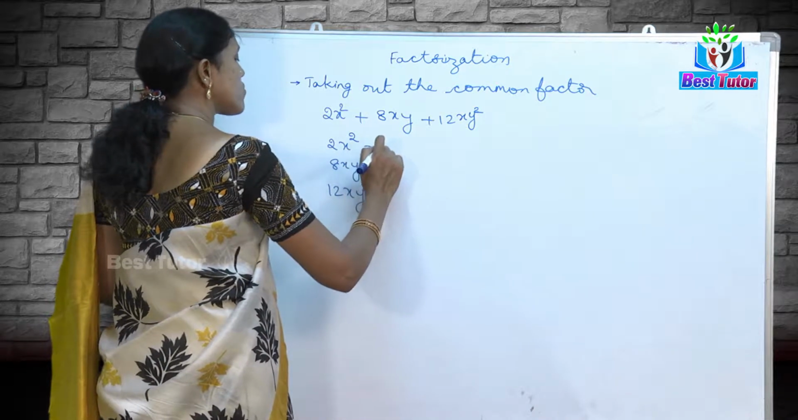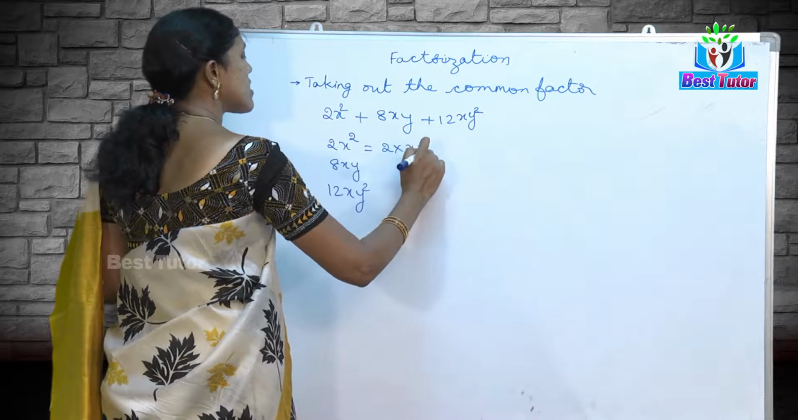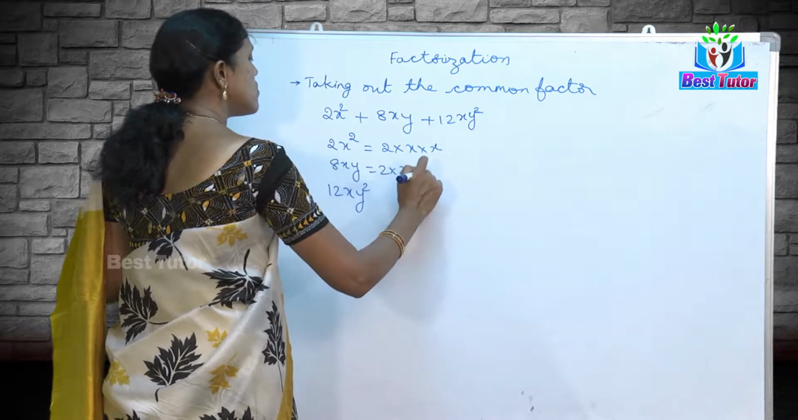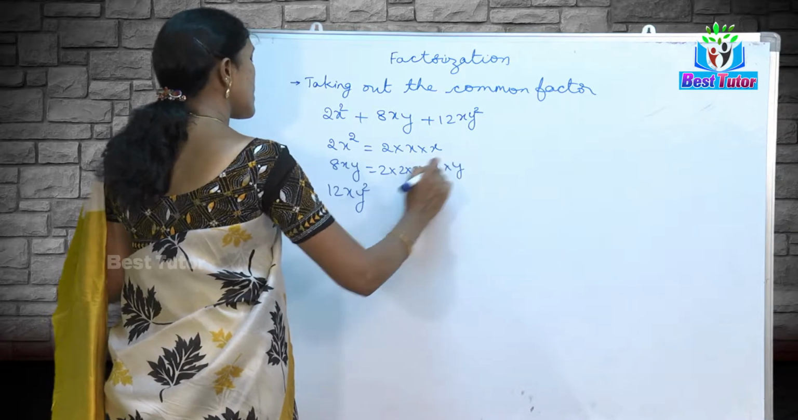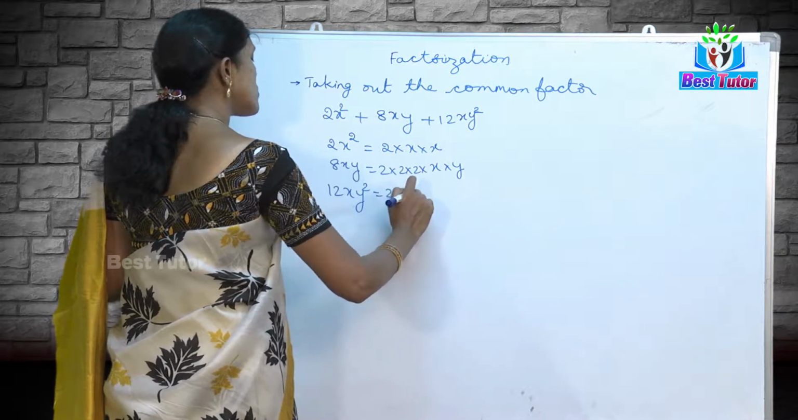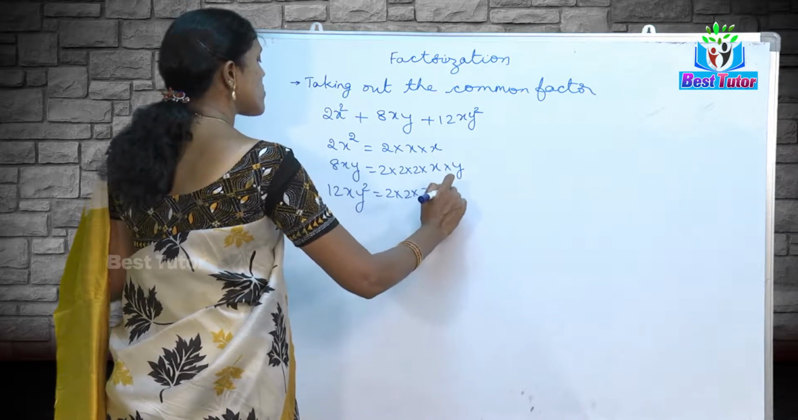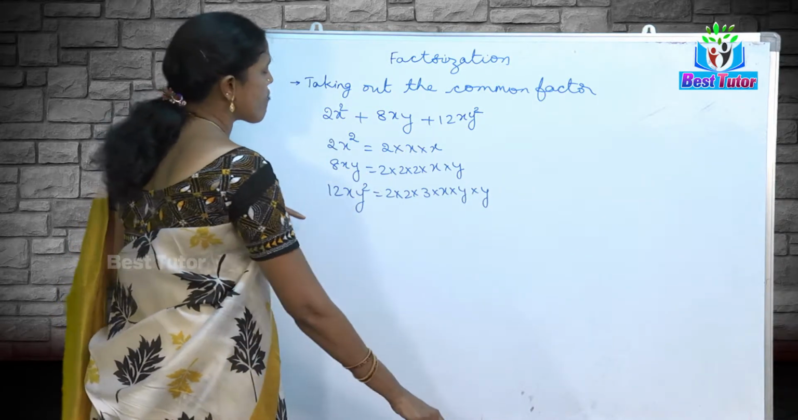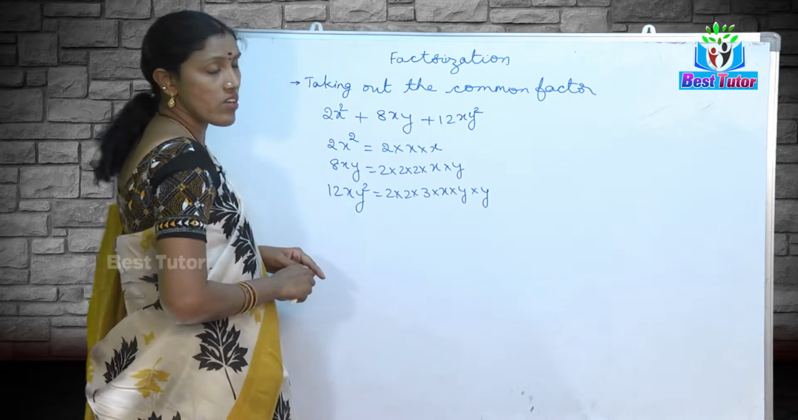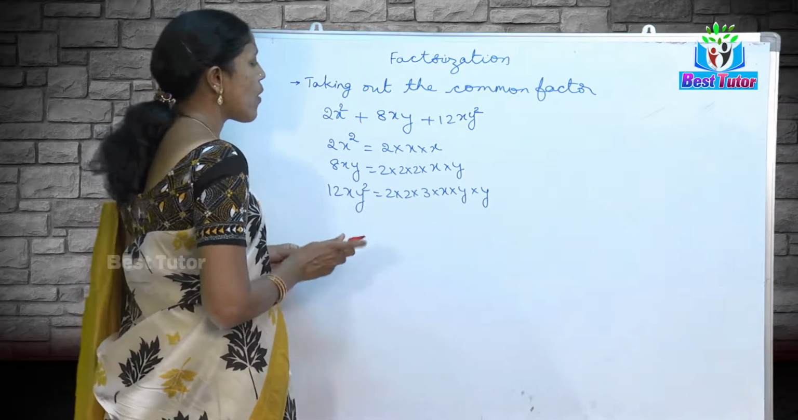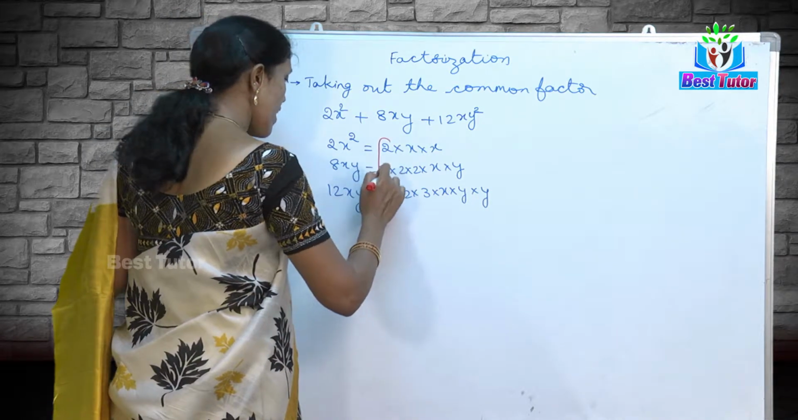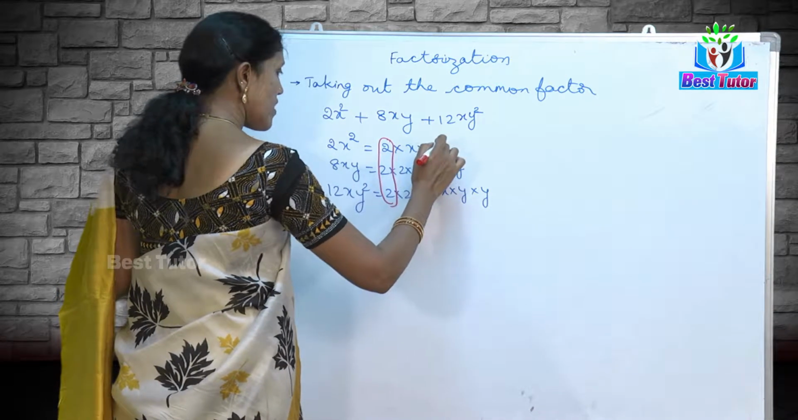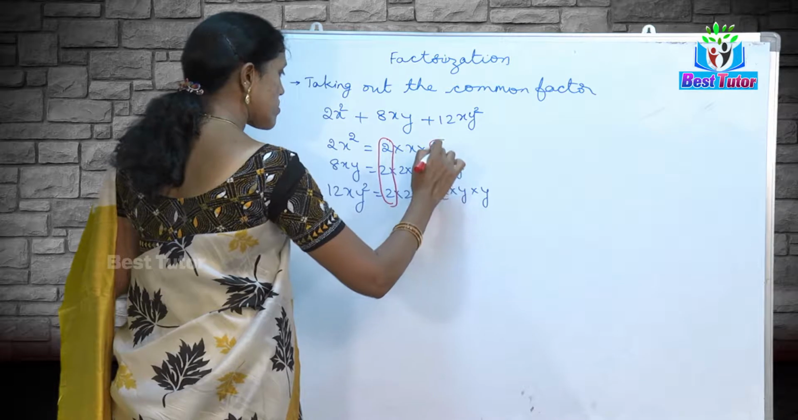and factorize those. It can be written as 2 into x into x. This can be written as 2 into 2 into 2 into x into y. 2 into 2 into 3 into x into y into y. So we have clearly written the factors of all the three terms of the given expression. Now I am going to check if there is any common factor. We observe that 2 is a common factor as well as x is a common factor.